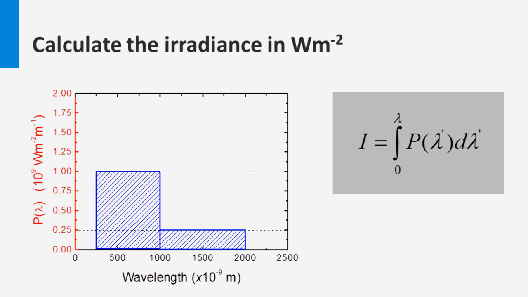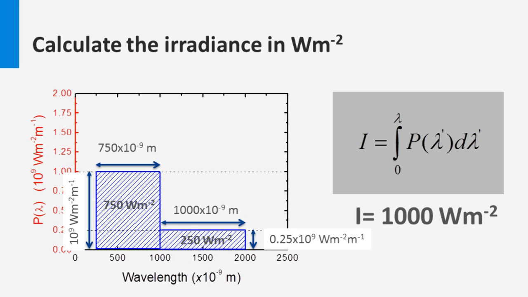The irradiance is the integral in the wavelength space over the power density function, or in simple words, it is equal to the area under the power density function. As you can see, we have 2 rectangles, so the area under the 2 rectangles is equal to the irradiance.